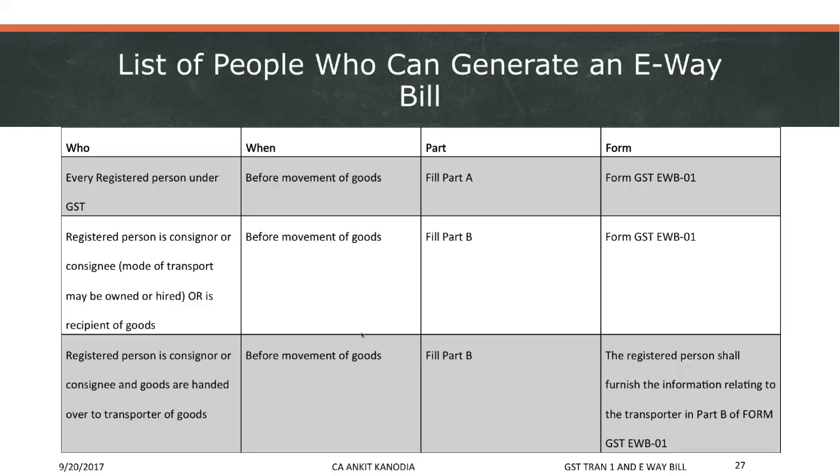Every registered person under GST, before movement of the goods. What do they have to do? They have to fill in Part A. Nothing much is there in Part A. Part A only discusses what details are required. So very brief details of Part A would be the GSTN of the recipient, the place of delivery, invoice or challan number, the invoice or the challan date, the value of the goods, HSN, reason for transportation, and the transportation document number. So GSTN of the recipient, value of the goods, HSN of the goods, invoice number, invoice date, place of supply, and the transport document number.